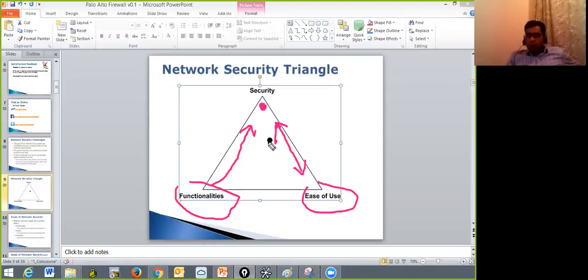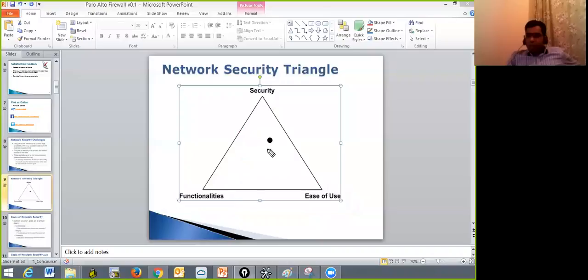This ball especially has to be placed. We need to place this ball somewhere in the middle, where you are not far away from security, not far away from ease of use, and not far away from functionality.